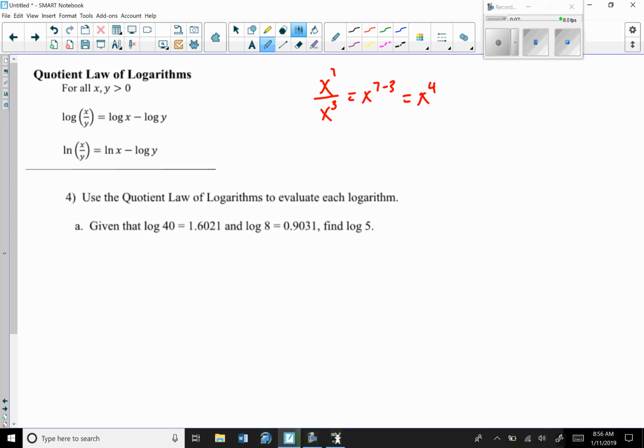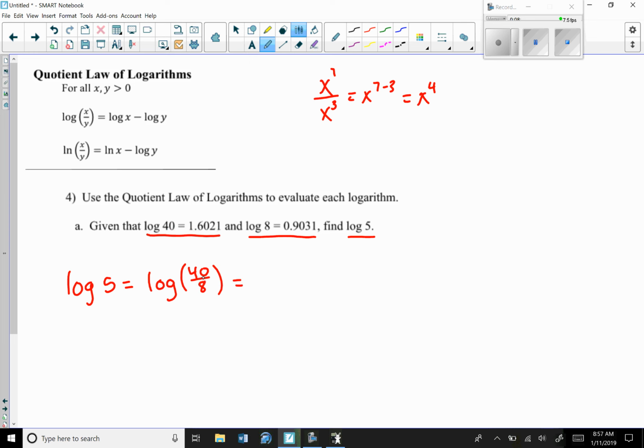So this says use the quotient law of logarithms to evaluate each logarithm. So right now we're going to evaluate the log of 5, given the log of 40 equals this and the log of 8 equals this. We want to find the log of 5. So how do we get 5 from 40? Well, we divide the two numbers. So the log of 5 we know is the same thing as the log of 40 divided by 8.